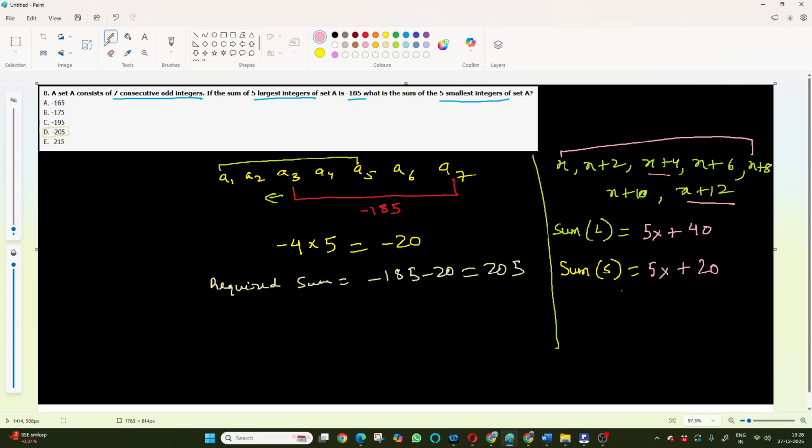Now we clearly see that this expression is 20 less than this expression, and we know that sum of L is given as minus 185. Therefore, sum of S is nothing but minus 185 minus 20. So from here as well, you can calculate that. But this is obviously more theoretical. The other one is more intuitive. So make sure you understand both the methods, and this intuitive one keeps you closer to the concept and question. Thank you.